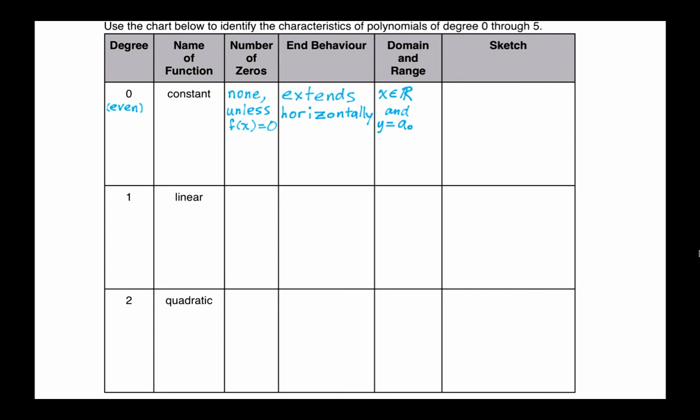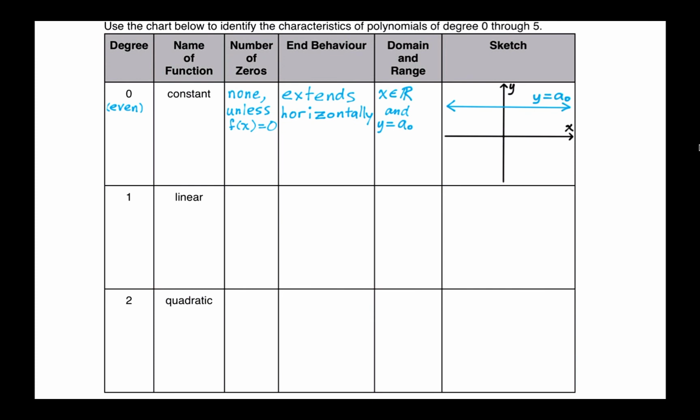So what it looks like is this. This is what it would look like if a naught was positive, and of course if it was negative, it would be down here, and if it was 0, it would be right on the x-axis. So this is the general graph.